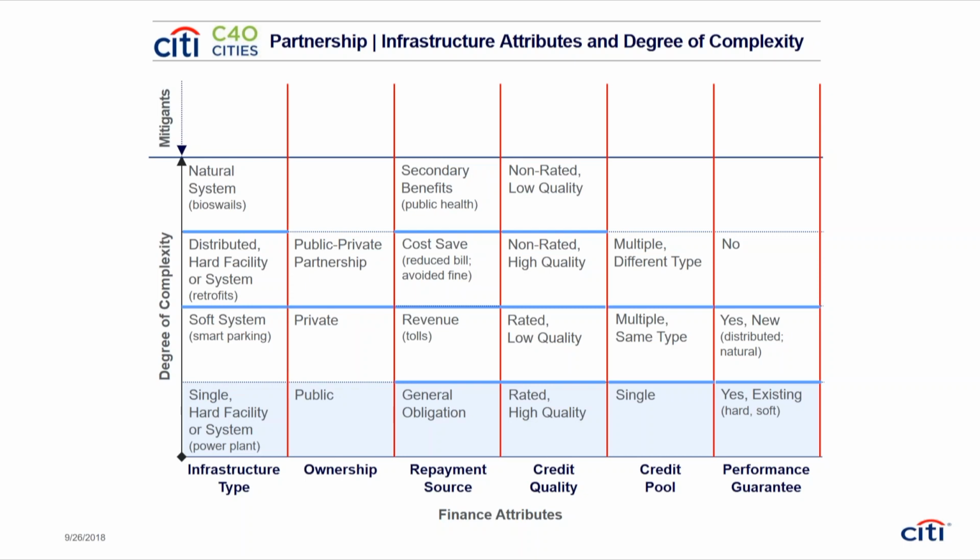Credit quality, it could be all over the map. Again, it would depend on the pool of properties that are in your program, right? They could be any of those in that column. On a credit pool, I think it would be that top box, right? Multiple different types.